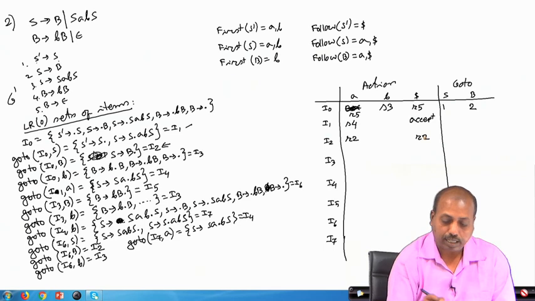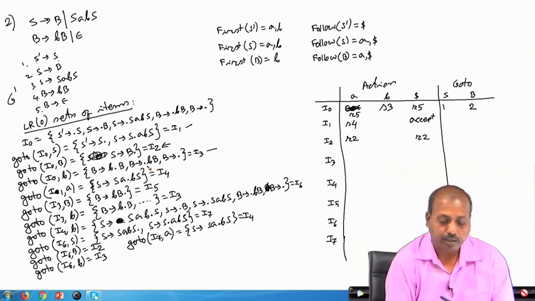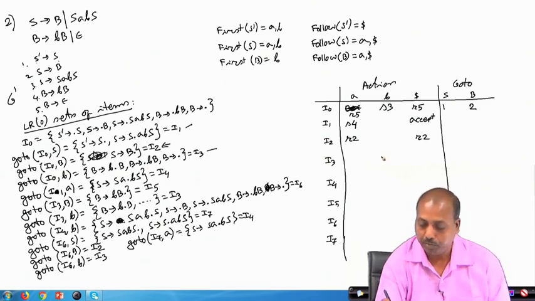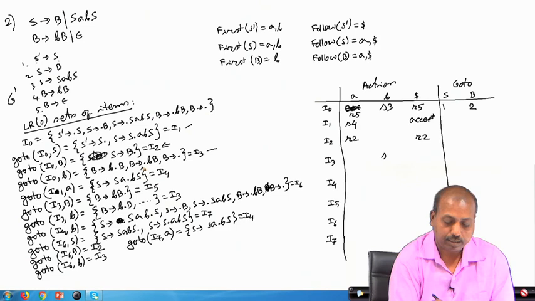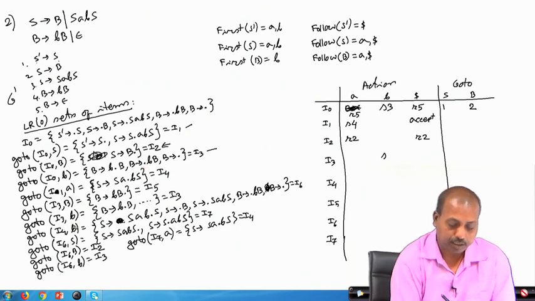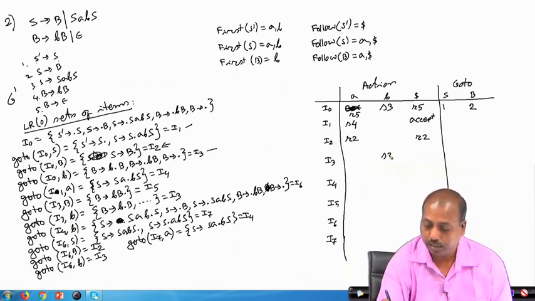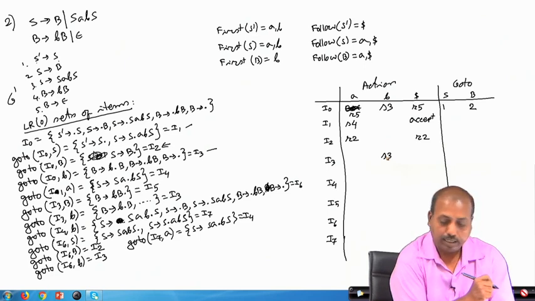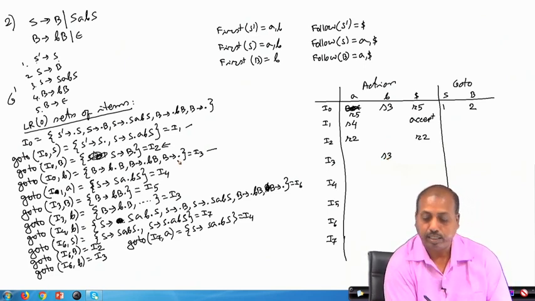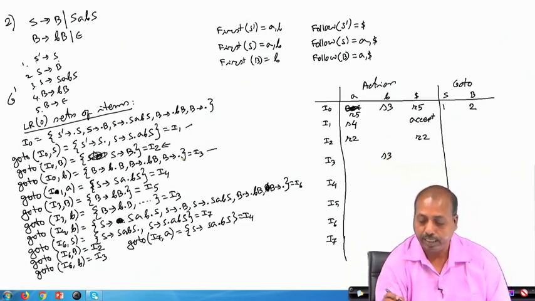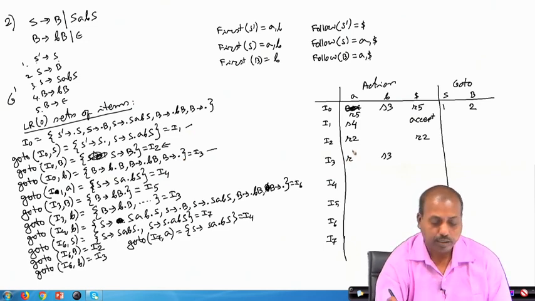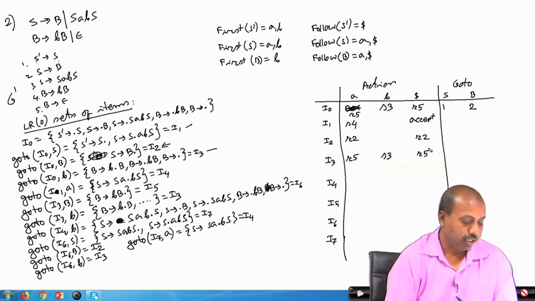Then comes I3. In I3 I have got B producing dot B. So, I have to do a shift for B. So, I3 on B should be a shift, and I3 on small b is I3. So, this is shift 3. And this one, B producing b dot, is there. So, follow of B is A and dollar, there I have to reduce by rule number 5. So, they are done.